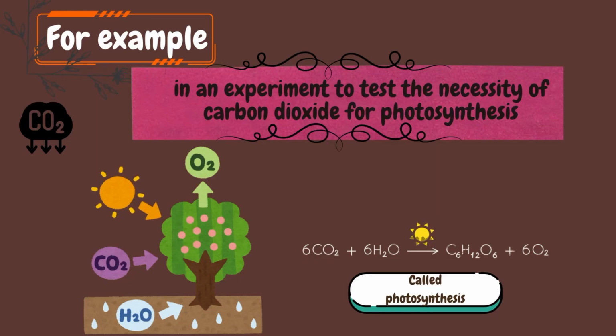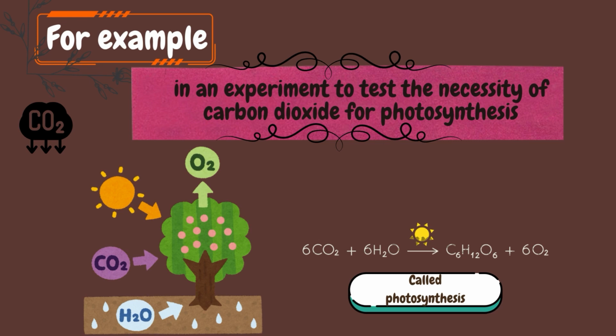For example, in an experiment to test the necessity of carbon dioxide for photosynthesis. Here, the word photosynthesis is derived from two words: photo means light, and synthesis means to make. So, photosynthesis is the process in which plants make glucose, also called food, and oxygen, from carbon dioxide and water in the presence of sunlight. From the diagram and equation, you can see the process of photosynthesis.